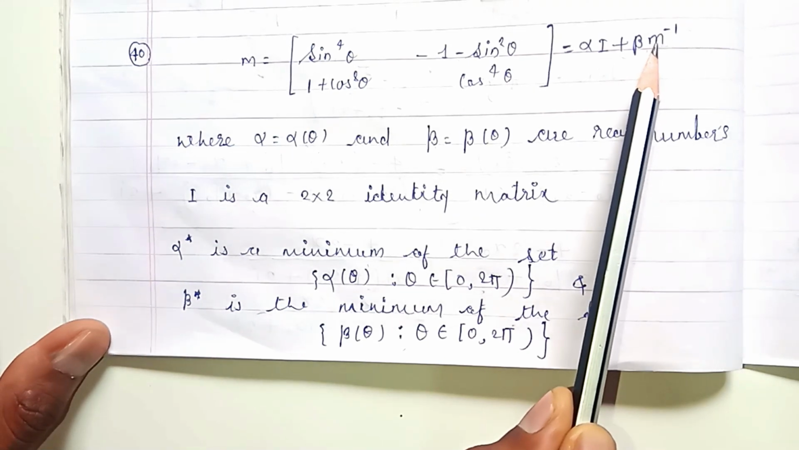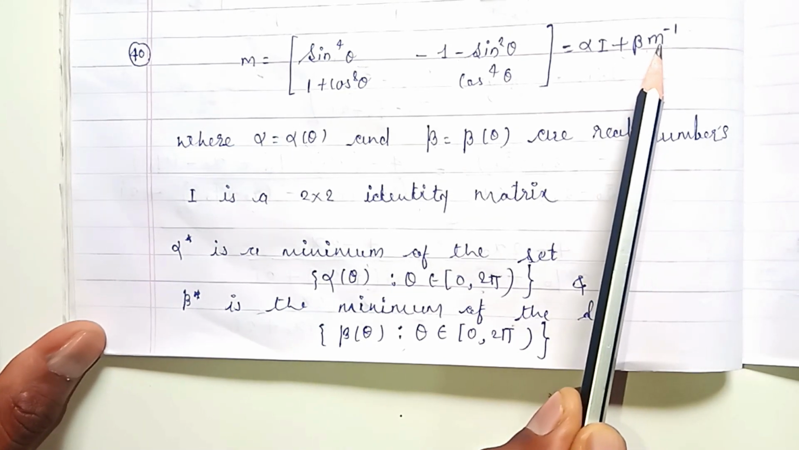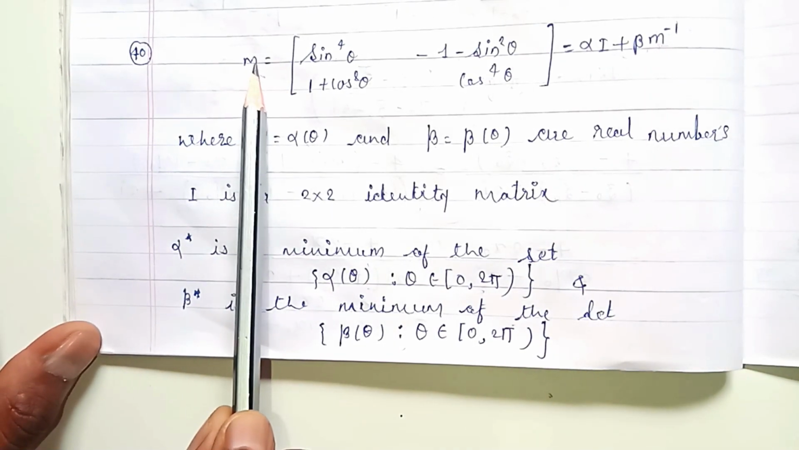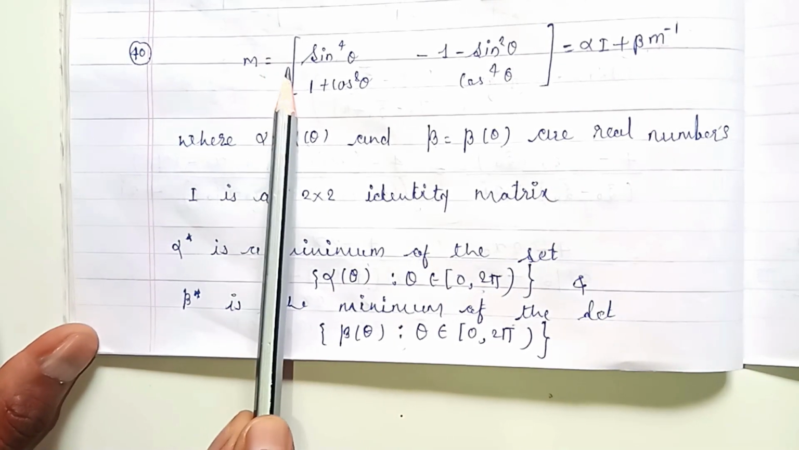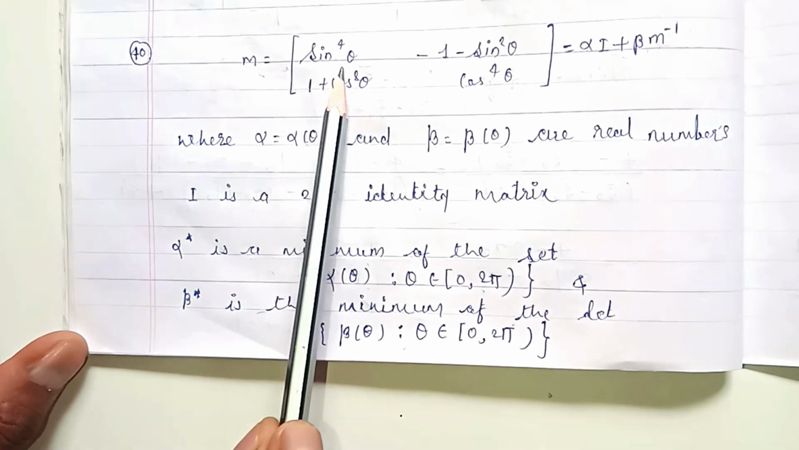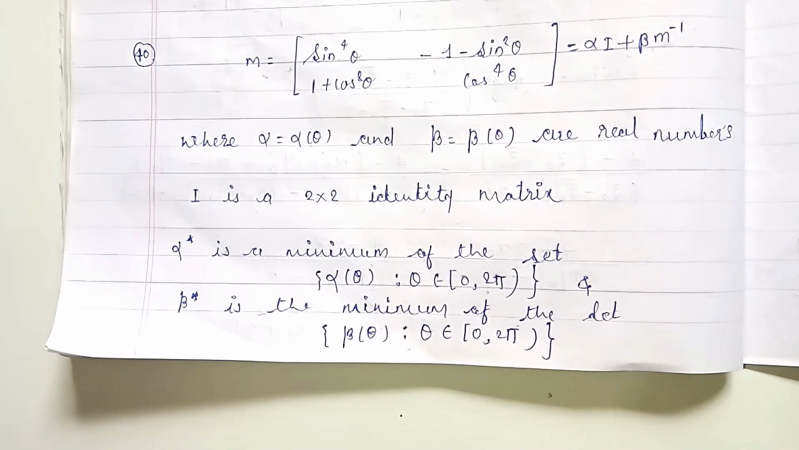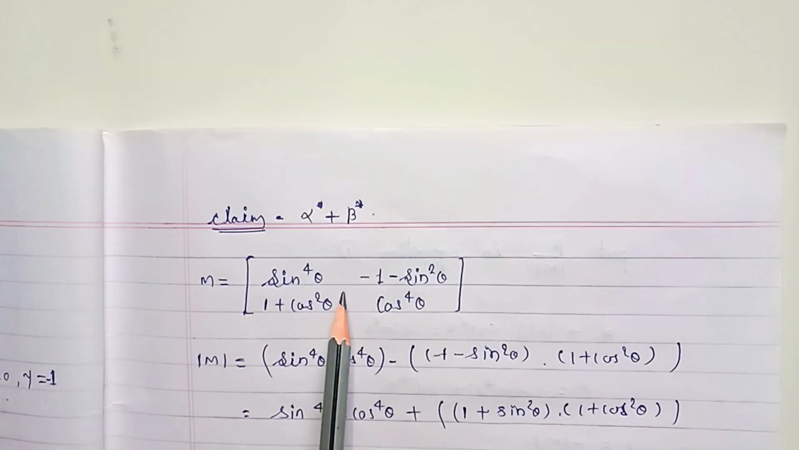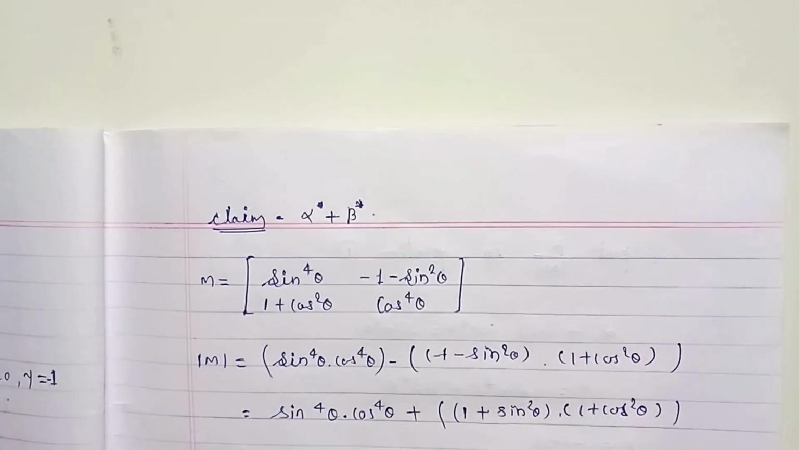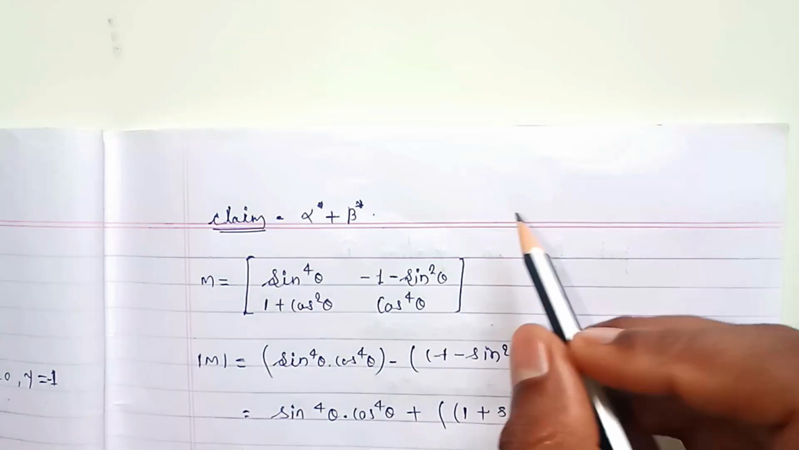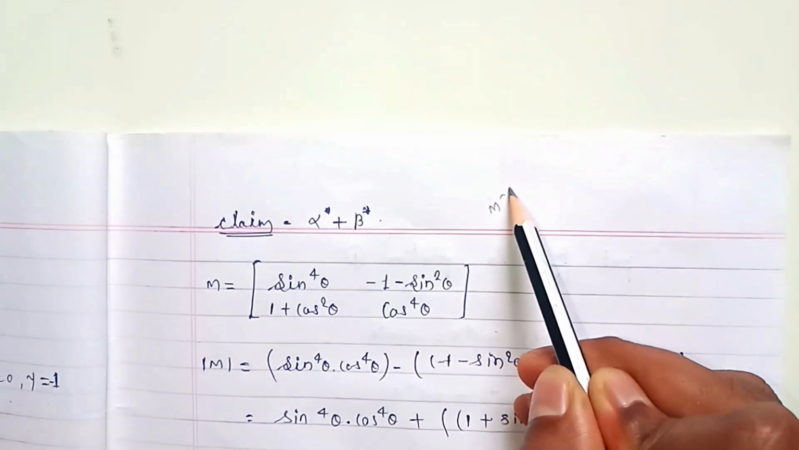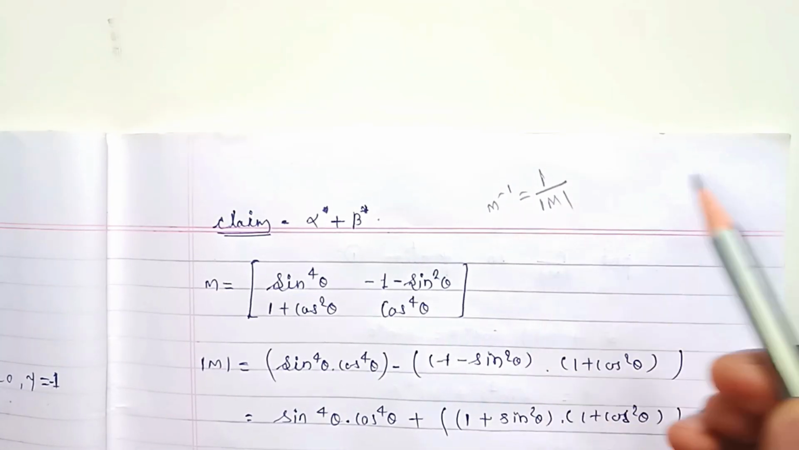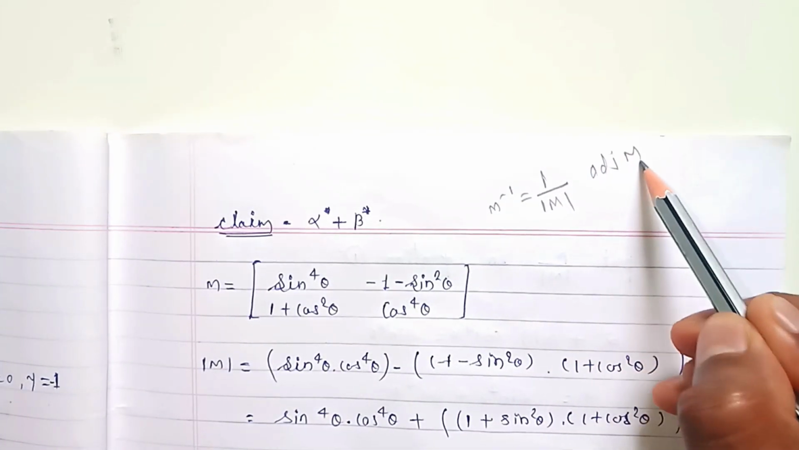So M inverse is involved, which means we have to find the inverse of the M matrix. Once we get the inverse of M, we apply the identity matrix and try to figure out the values of alpha and beta. So in our next step, we have matrix M. Why do we have to find the determinant of M? Because we want the inverse of M, and for finding the inverse we need the determinant of M. M inverse is equal to 1 upon determinant of M into adjoint of M.